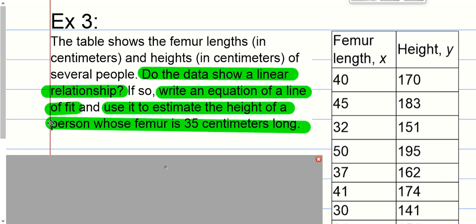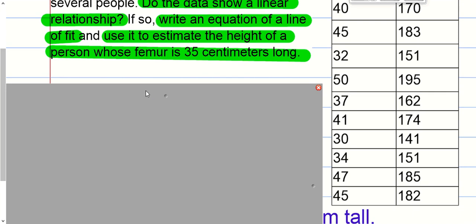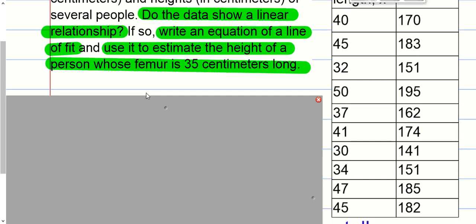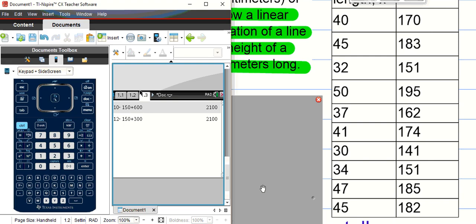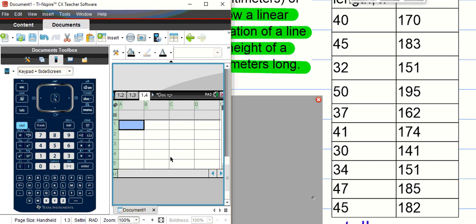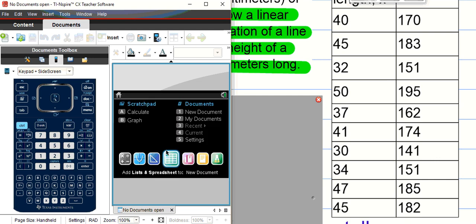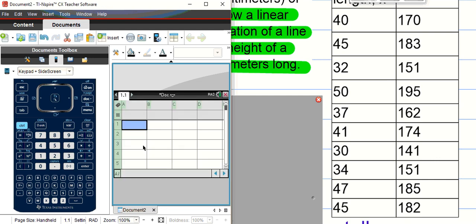So there's a few things we need to do here. And right over here, we're given femur length and height. So, do the data show a linear relationship? Well, the easiest way, and there's a lot of data there, is going to be to put it in the calculator. So let's go back to our calculator, go back home, go back to the spreadsheet, and you may notice you have several things open there. We're going to close that and hit no. So then now we're clear.